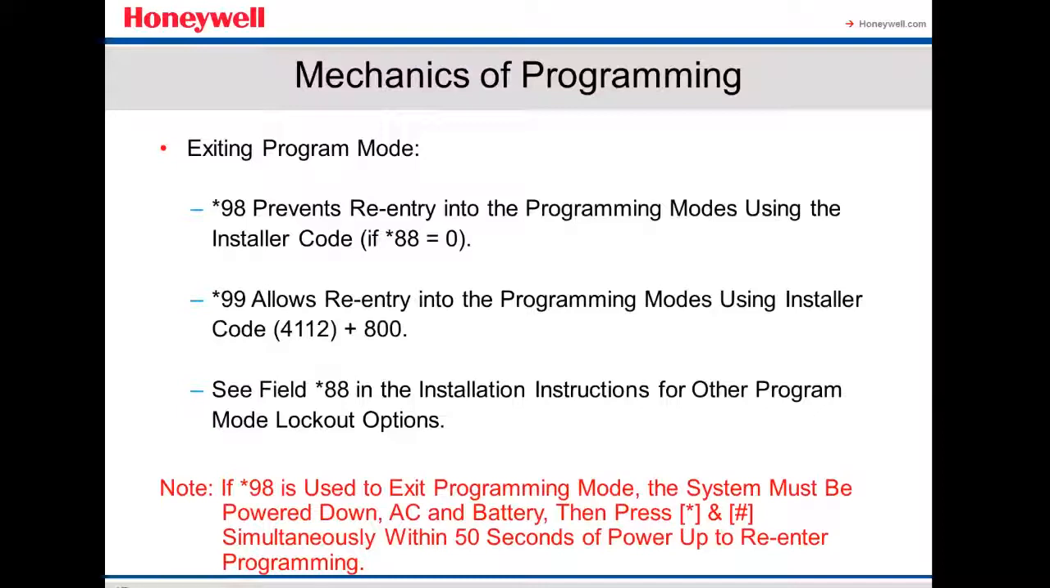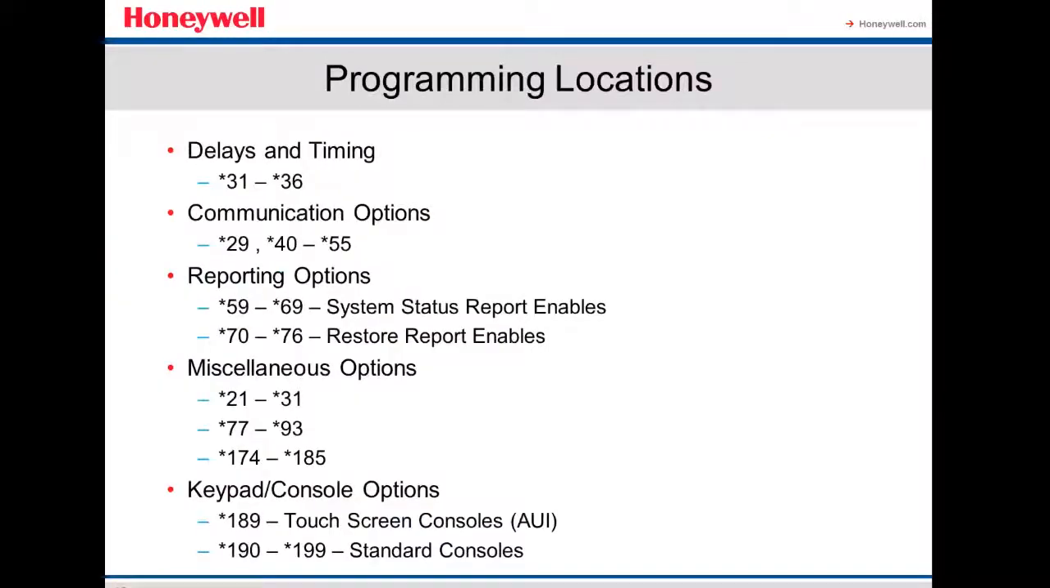They recommend commands that we always use at the beginning of any installation. Reset the panel, and then how to get in and how to get out of the programming. These are different locations of the programming. Delays and timing is from command number 31 to 96. Communication is on 29, and from 40 to 55. The reporting for the central station is from 59 to 69, and from 70 to 76. And there are also miscellaneous options. Those are commands that you run from getting into the programming.